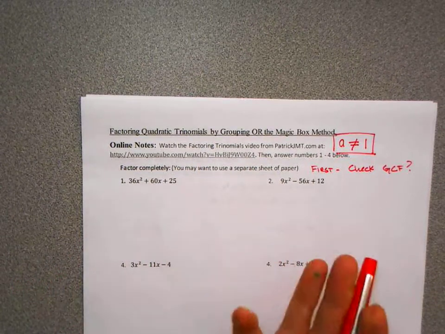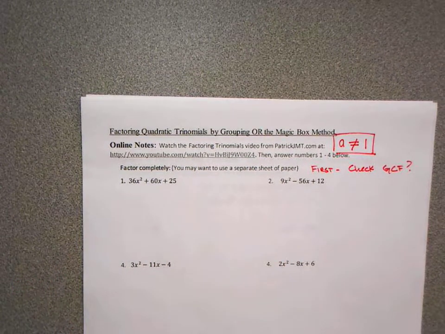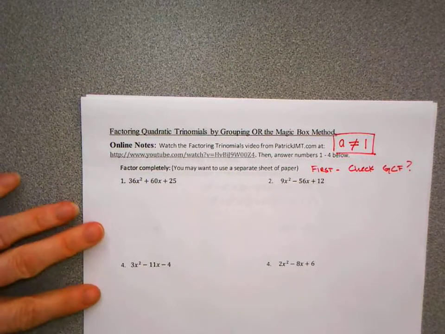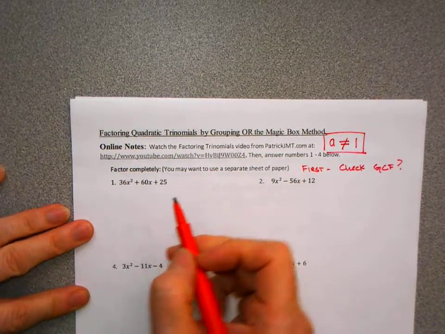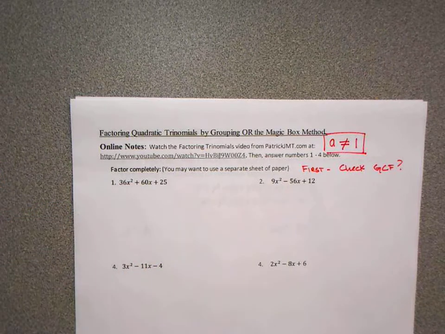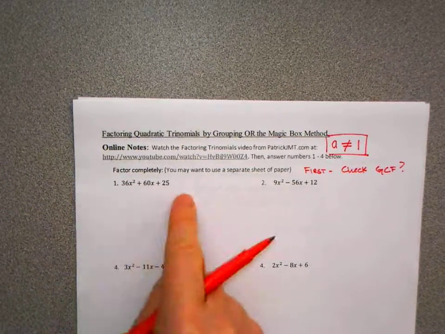that are going to add to 60. Like, I don't know. So how am I going to approach this problem? Well, first thing I'm going to do is I do have to find the factors which multiply to 36 times 25 and add to 60. So I'm going to do this on my calculator.